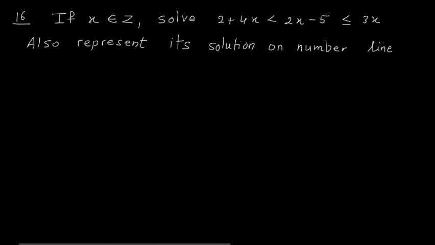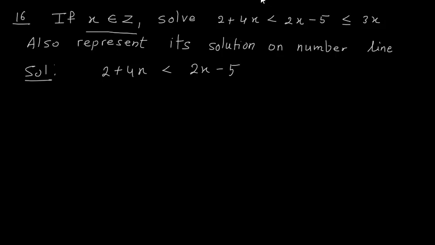Now problem number 16 is: if x belongs to integer. Now this Z also stands for integer; I stands for integer, similarly Z also stands for integer. Now if x belongs to integer, solve 2 plus 4x less than 2x minus 5 less than or equal to 3x. Okay, so again you cannot solve this problem in one step, you have to divide it into two different parts. So here in the solution I will say that 2 plus 4x is less than 2x minus 5 is less than or equal to 3x. Now I will divide it into two parts.